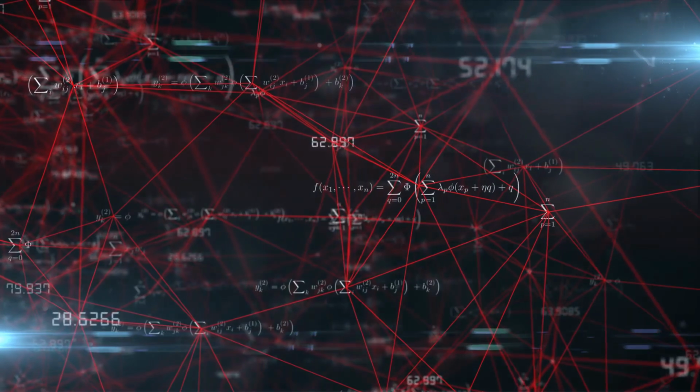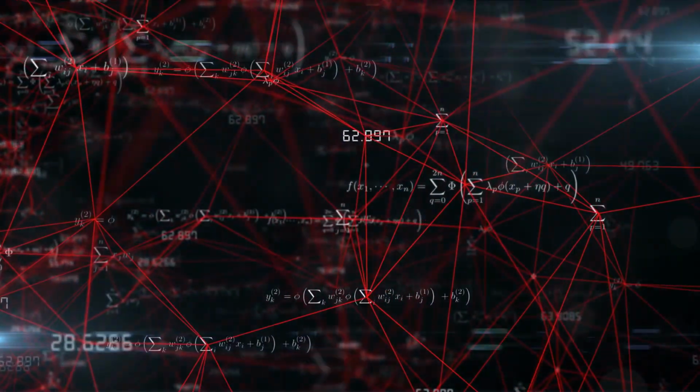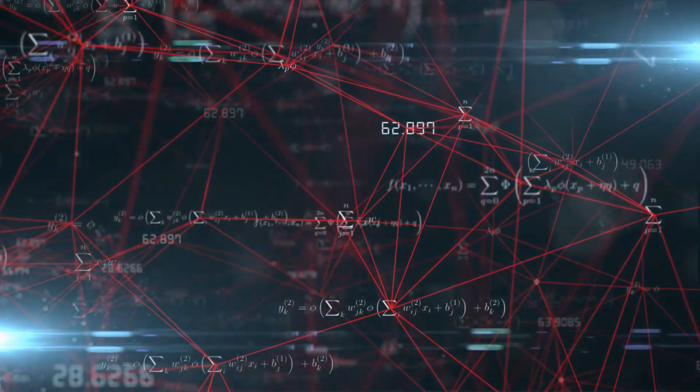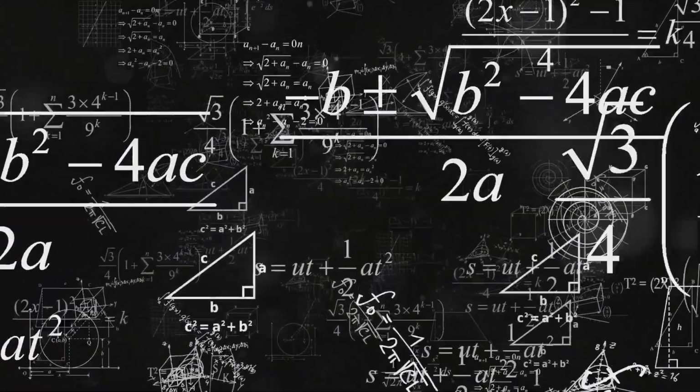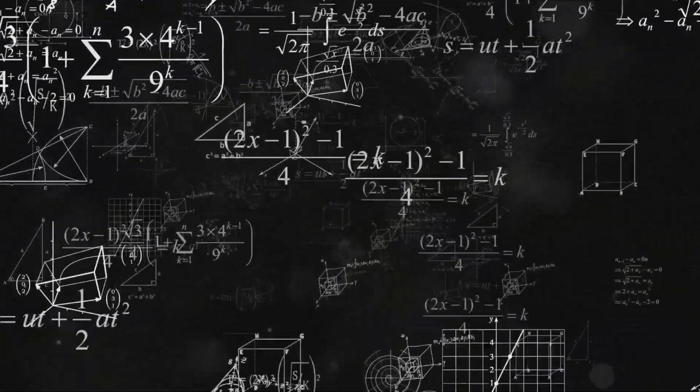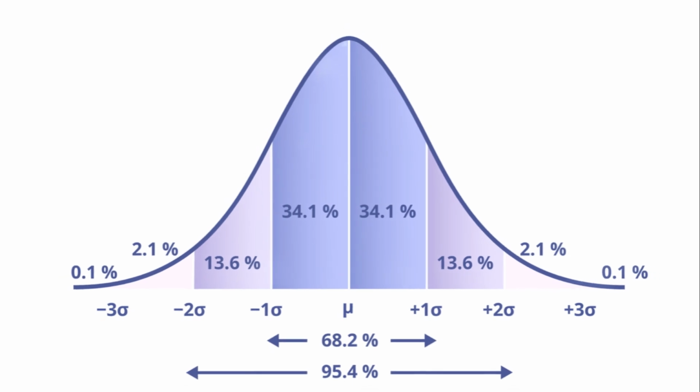Picture a mathematical function that takes any real-valued number and squashes it into a range between 0 and 1. That's the sigmoid function for you. It's a beautiful way of converting numbers into probabilities. For instance, if the function spits out a number close to 1, it signifies a high probability of the event. Conversely, a number close to 0 indicates a low probability.